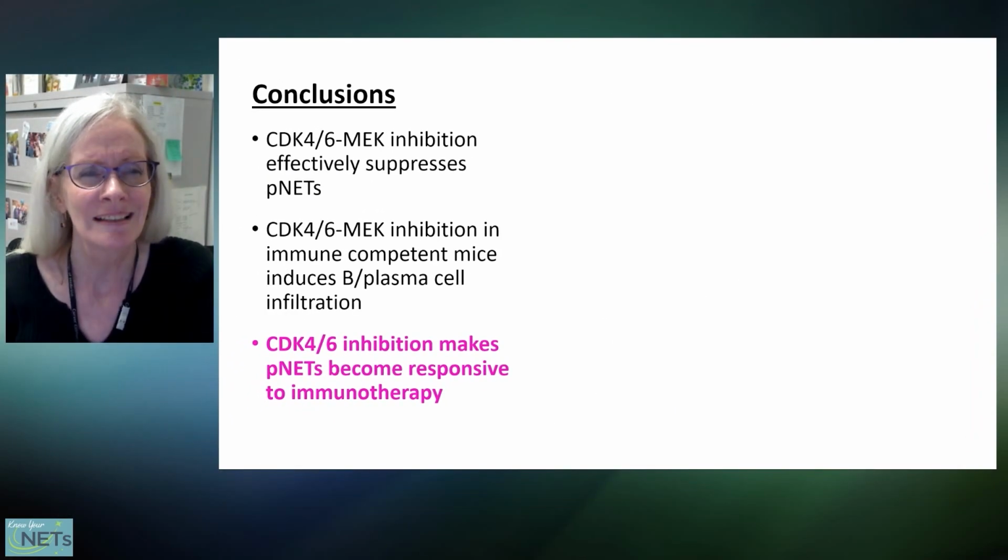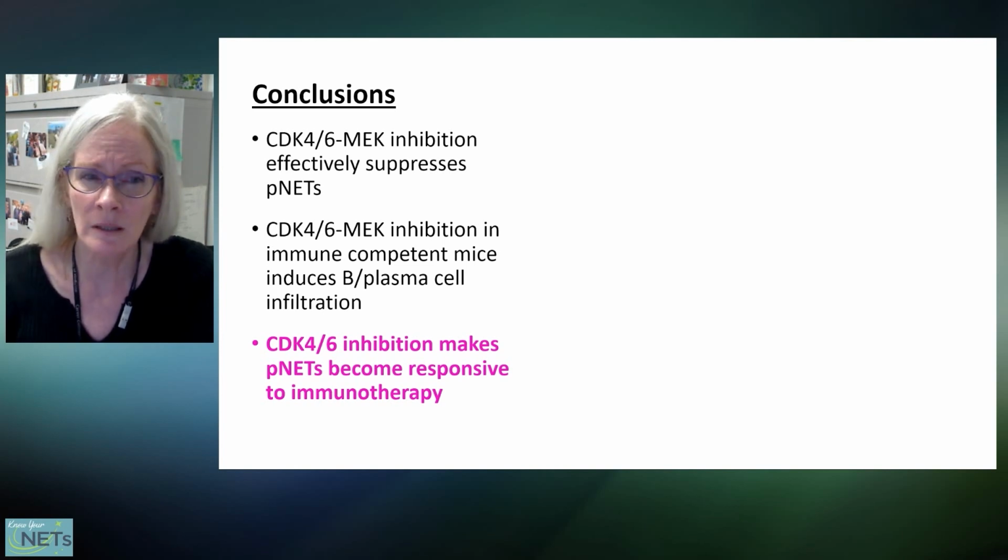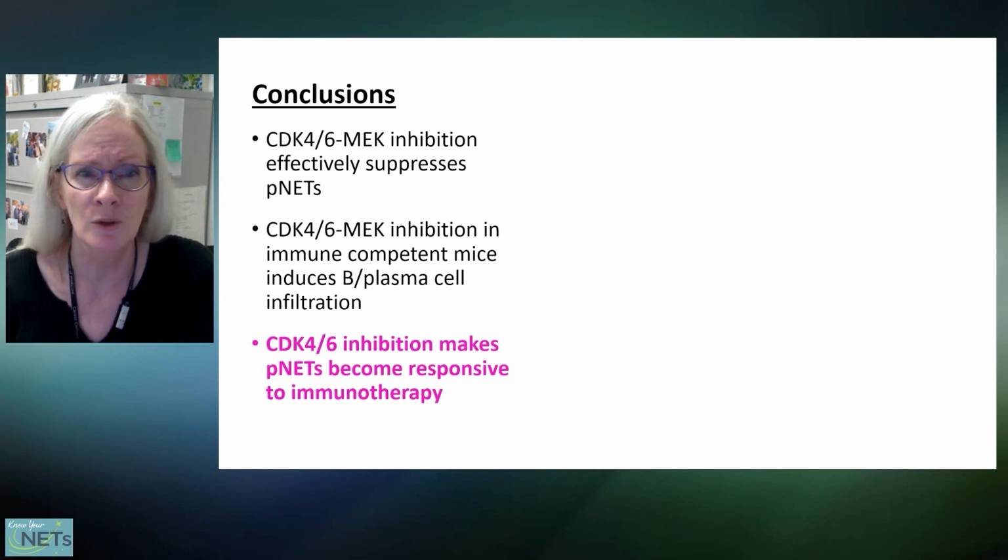So what we have found is that we can target two oncogenic kinases, CDK4 and MEK, to effectively suppress PNETs. This inhibition will lead to the induction of an immune response characterized by infiltration of B and plasma cells within the tumors. Also, CDK4 inhibition alone was found to make the PNETs responsive to immunotherapy. Now, this is compelling because patients are normally not responsive to CDK inhibitors alone or immune checkpoint inhibitors alone. So we are recommending that the combination should be used.